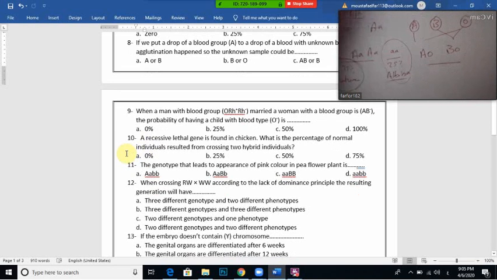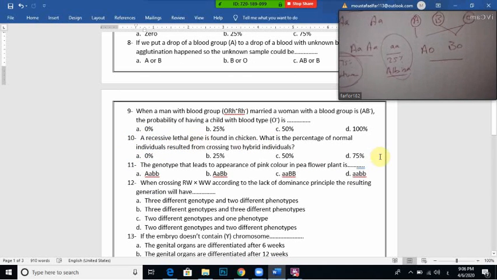Number 10. A recessive lethal gene is found in chicken. What is the percentage of normal individuals resulting from crossing two hybrid individuals? If you remember that for the recessive lethal gene, the first generation is presented by 3 to 0, or 75% to 0. So the normal individuals resulting from recessive lethal genes will be 75%.